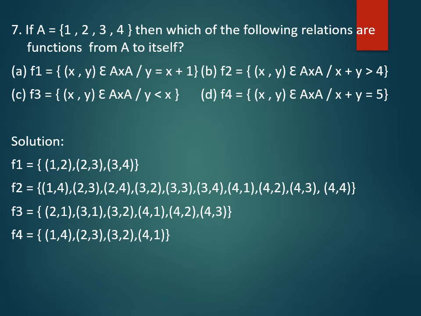Next one, f2. According to the definition, x plus y is strictly greater than 4. You have to collect the ordered pairs such that the sum of these two should be greater than 4.